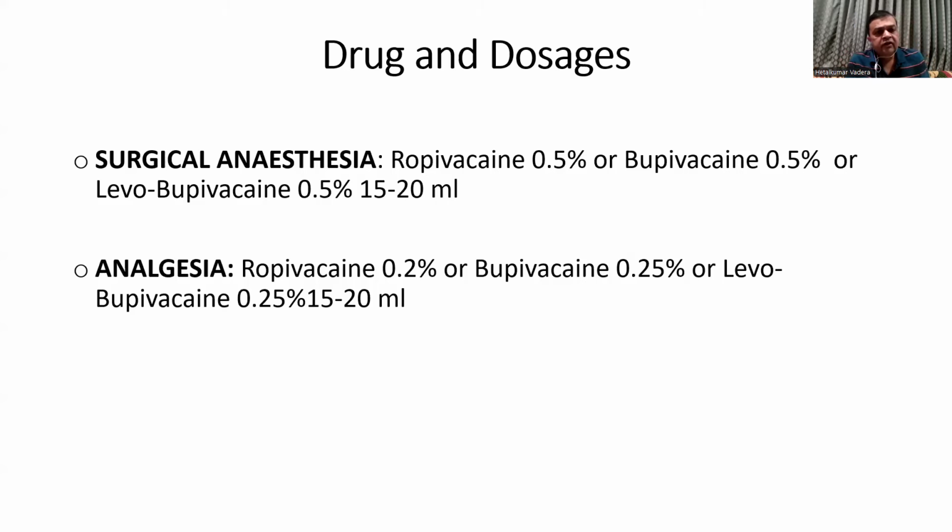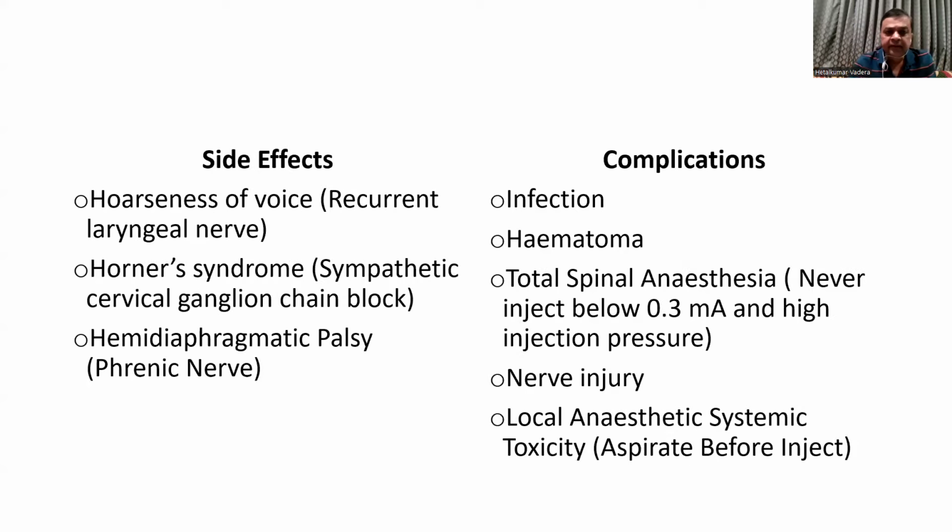So this is how you can do troubleshooting. You can understand various responses and why it is happening, and give the block. Drugs, as I said, you can use 0.5% ropivacaine or bupivacaine for surgical anesthesia, 15 to 20 ml. If you want to use it for analgesia only, then you require ropivacaine 0.2% or bupivacaine or levobupivacaine 0.25%. Again, it is 15 to 20 ml of LA.